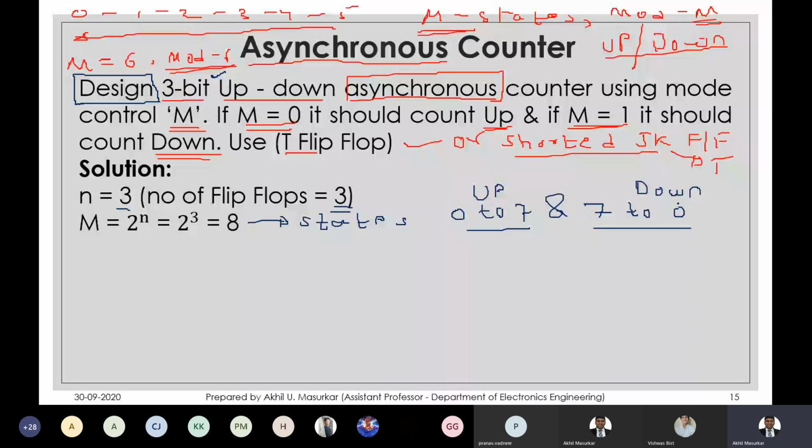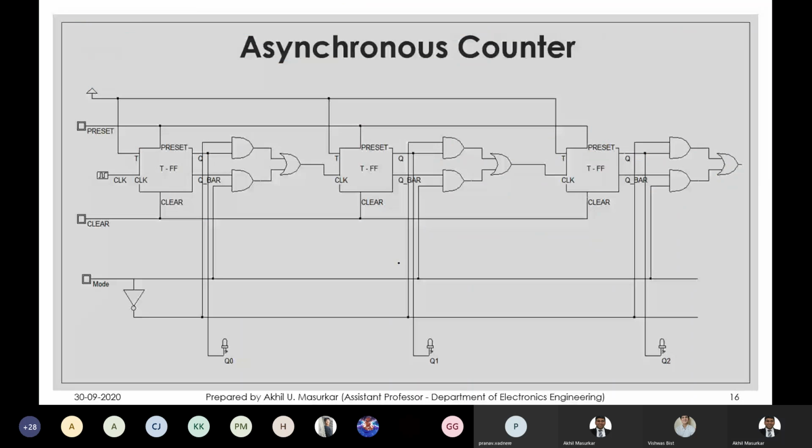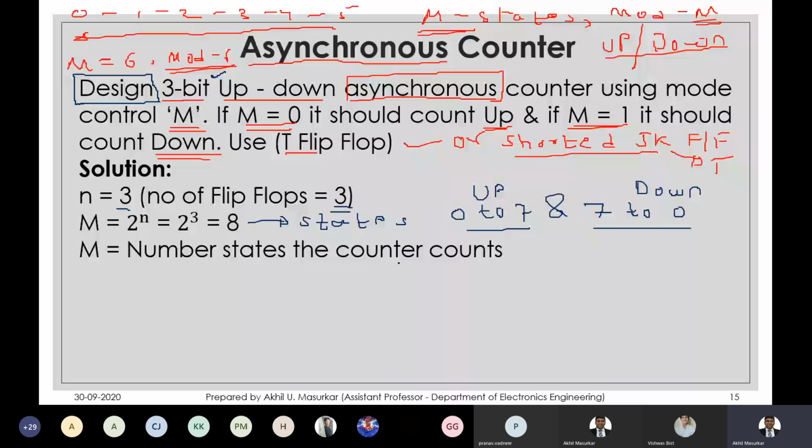N is the number of states the counter counts. So please copy this. Once you do this, write done in the chat box.